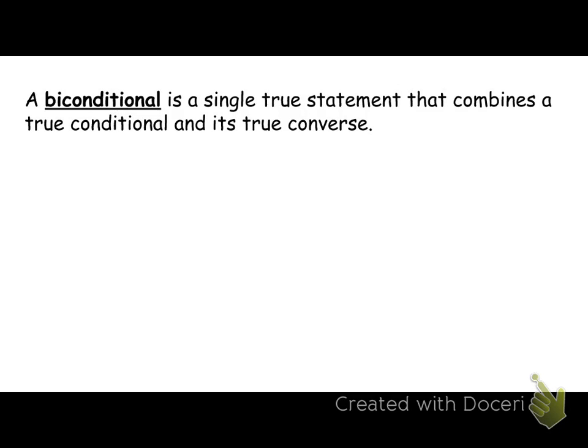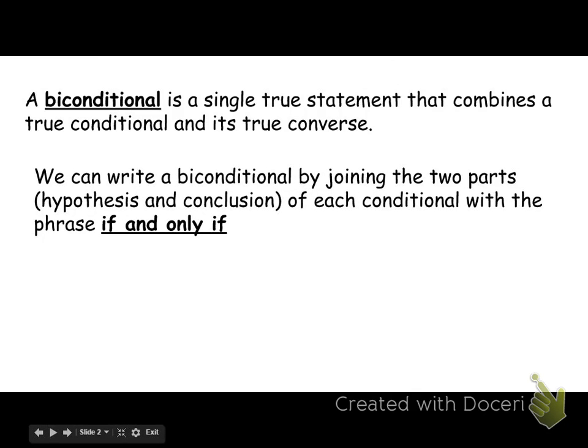We put them in what's called a biconditional. Now, notice the word true. The converse has to be true. If the converse isn't true, then you cannot combine them into a biconditional statement. We write a biconditional by joining the two parts, the hypothesis and the conclusion, with the phrase if and only if. So we get rid of if and then, and we use if and only if.